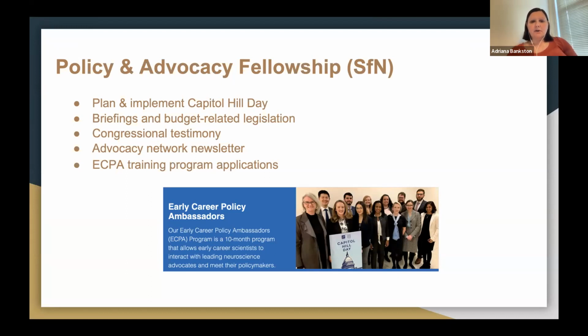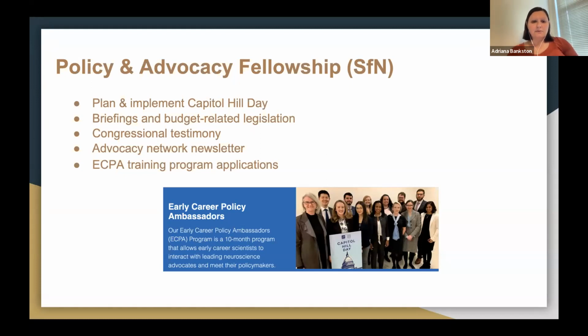The Advocacy Network newsletter. Again, this is a common thing where we send a roundup of the latest policy issues at the federal level that the SFN members want to hear about. Some of it is budget related, or specific issues that, for example, the administration is looking at. Then we send out this newsletter every month.